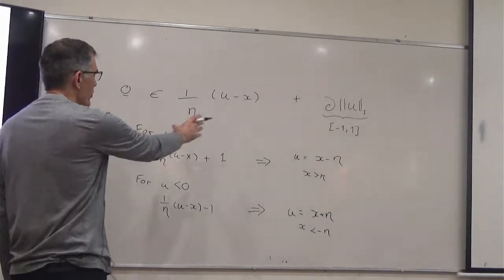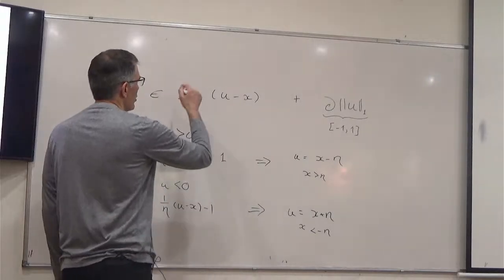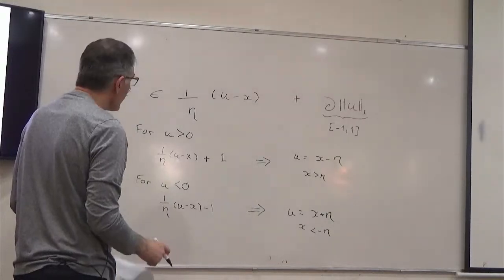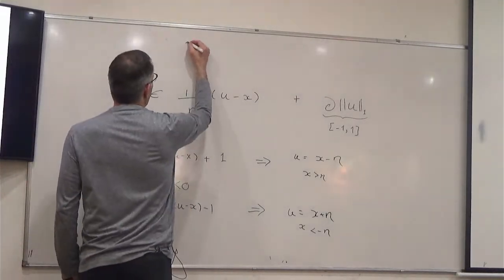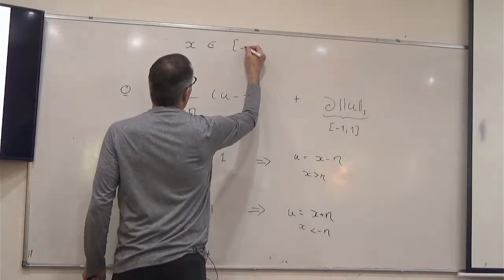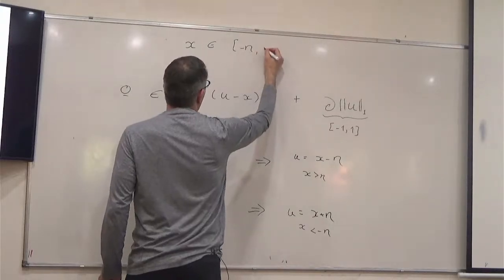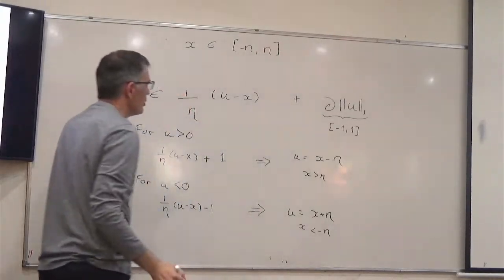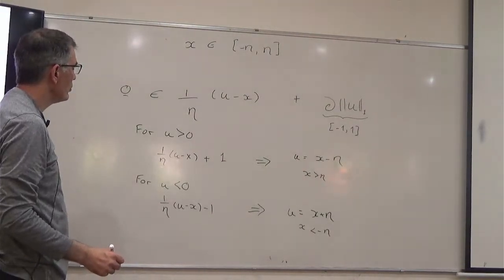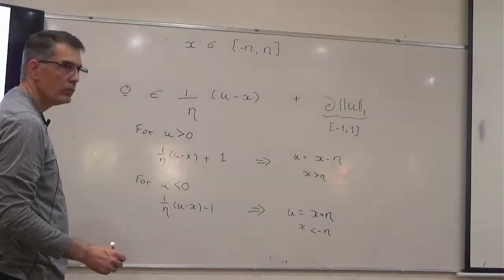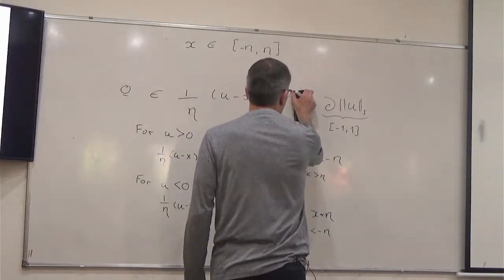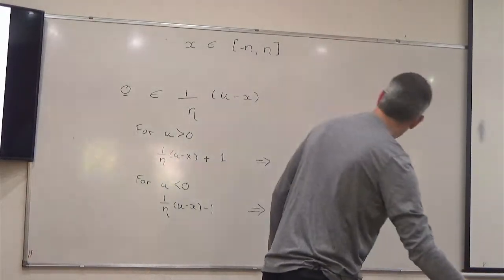So that's shifting my set in some sense. So for this to work out, I get that x should belong to minus eta to eta. Okay, so maybe like this. I'm going to replace this by this set.